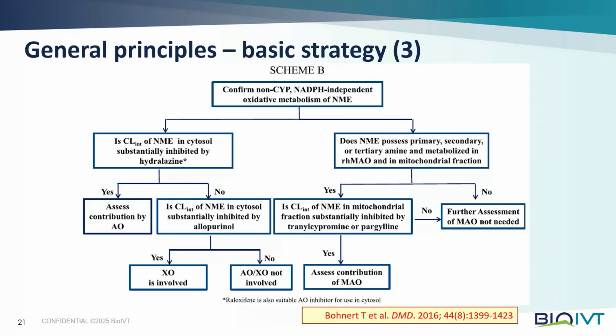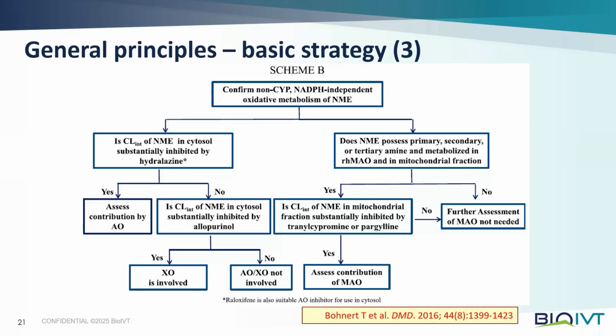So finally, for non-CYP, NADPH-independent oxidative metabolism, looking for clearance in cytosol, can you inhibit it by hydralazine? And I'll mention this a little bit more in the next slide. Raloxifene is also a good inhibitor for aldehyde oxidase in cytosol. And if you do see strong inhibition, then assess contribution of aldehyde oxidase either through additional inhibitors or recombinant enzymes. And if not, do you see inhibition by allopurinol? So allopurinol inhibits xanthine oxidase, and it's possible that's involved. If not, there may be other enzymes involved.